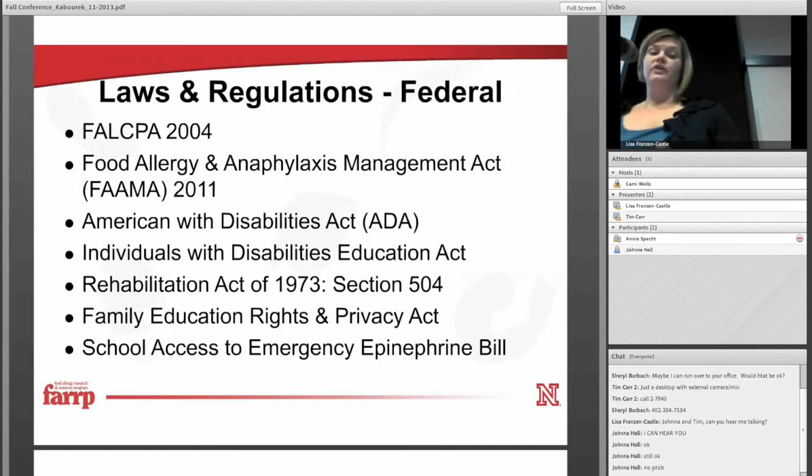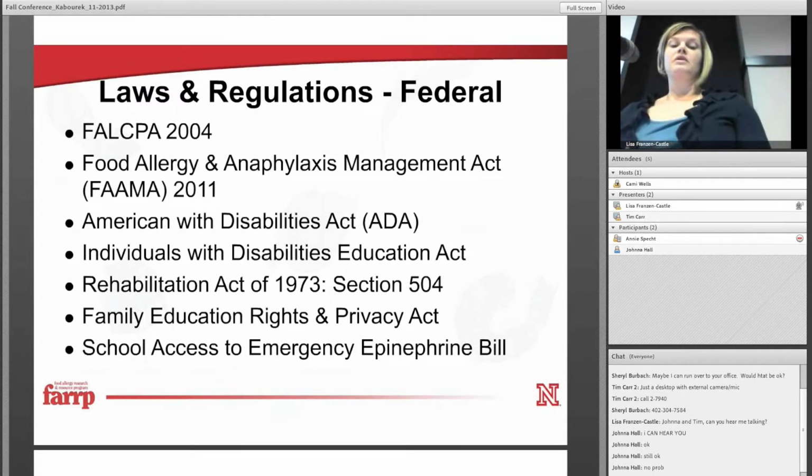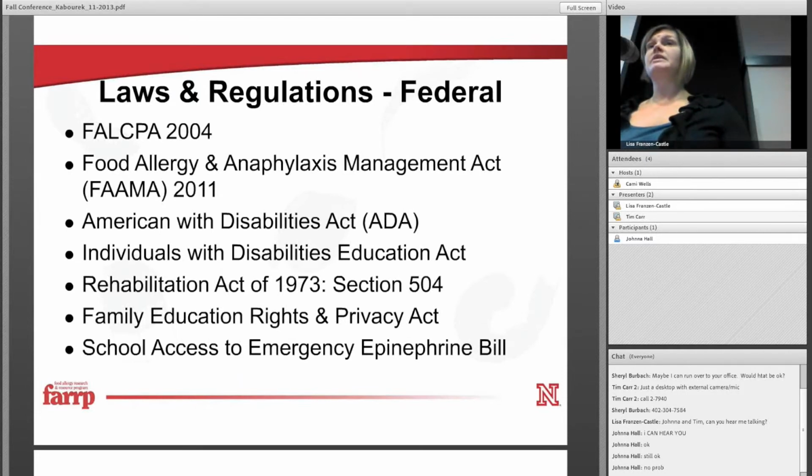So very briefly, we're going to talk some laws. FALCPA was introduced in 2004, and we'll go over that. If you have a kiddo in public schools and they have a food allergy, they're covered under the Americans with Disabilities Act. It says that you have to provide a safe environment for the school-aged child. There's some other laws here. The School Access to Emergency Epinephrine Bill was passed yesterday. President Obama signed it. It's law.